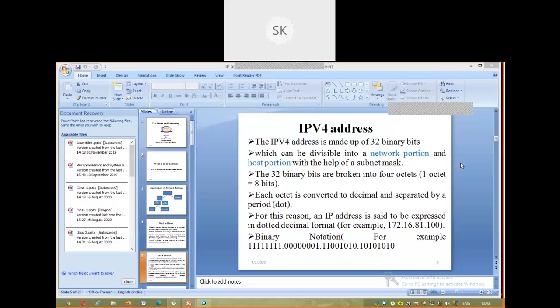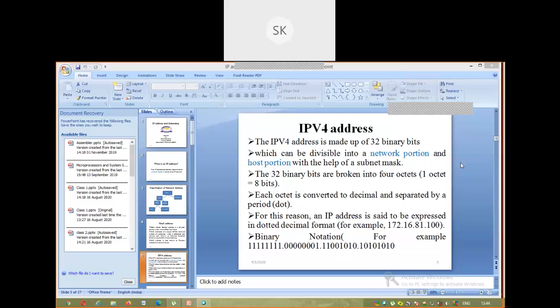So in the next line you can see I'm writing one example: 172.16.81.100. So these are the four octets. And in the last line of the slide you can see 8 bits each, then a dot, and so on. There are 32 bits, and the 32 bits are divided into four octets, 8, 8, 8, 8.